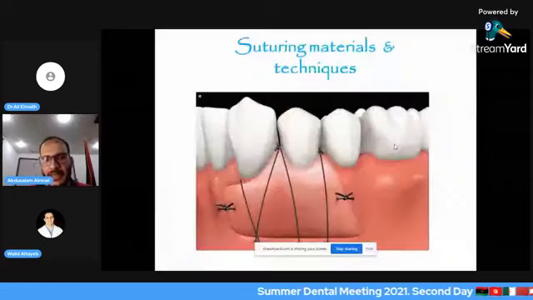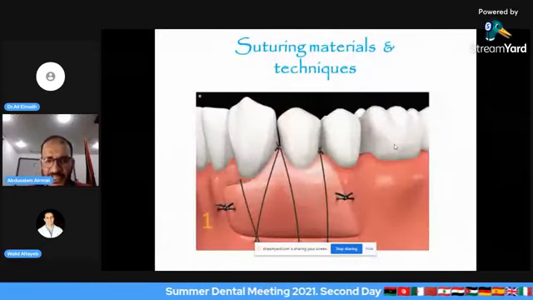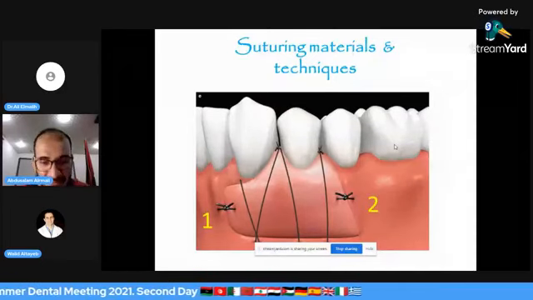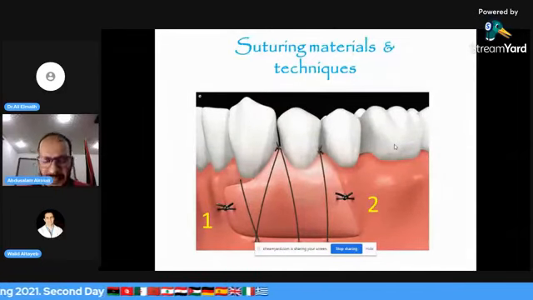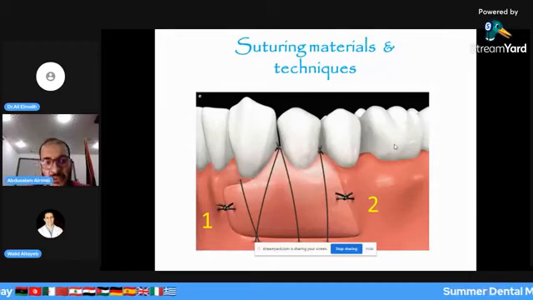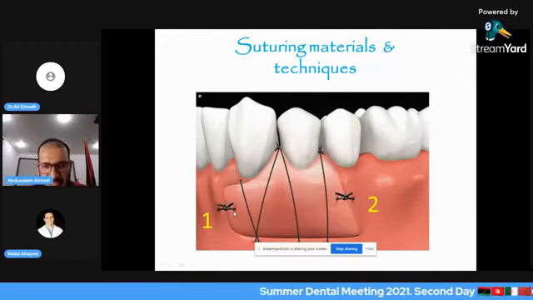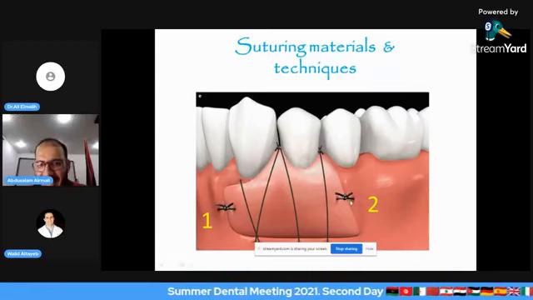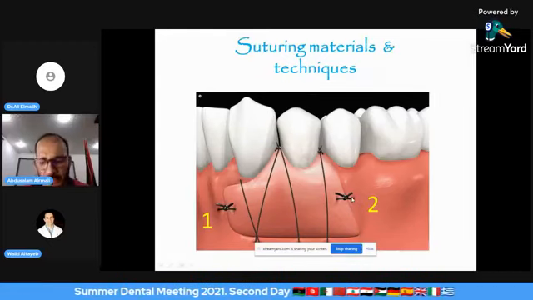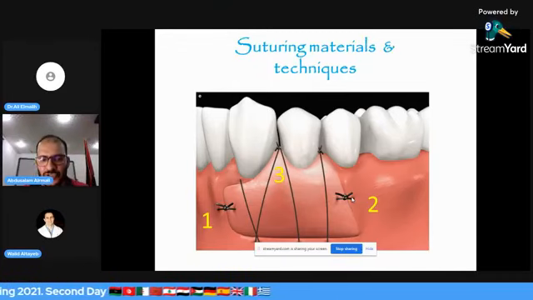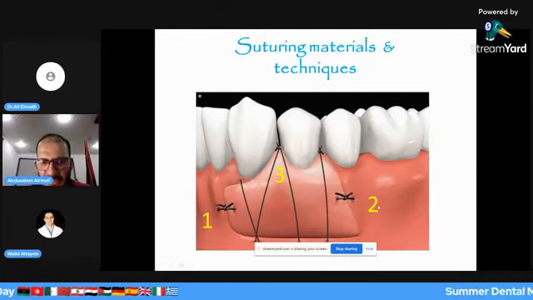And about the suturing material, I prefer to use 6-0 Prolene or 6-0 Vicryl. 6-0, 7-0, sometimes 5-0 is accepted. First, you have to stabilize the graft with mesial and distal sutures. Stabilize the graft mesially and distally. Very simple interrupted sutures, mesial and distal. And the most important suture is the periosteal sutures around teeth.